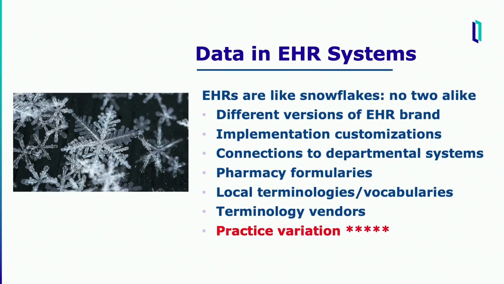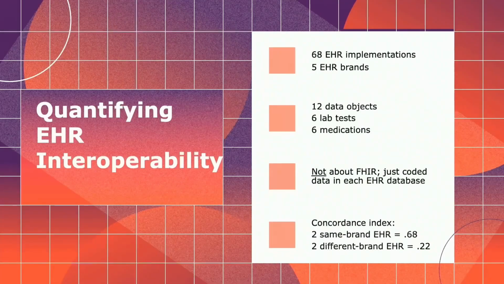So this article, it's about 3 years ago now, I think, was published, and it tells you a lot. And it was not about FHIR. It was a group of, most of them oncologists, who gathered data from 68 different EHR implementations that included 5 different brands of EHRs: Cerner, Meditech, Epic, Allscripts, so 68 different EHRs. And they looked at 12 different data items in those EHRs: 6 lab tests and 6 medications in all of those 68 EHRs.